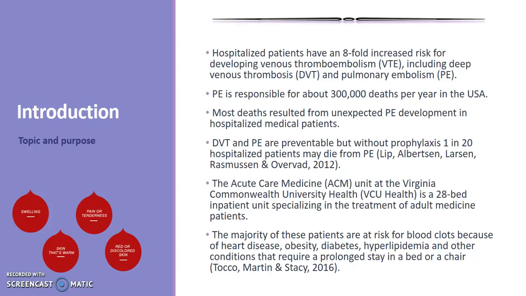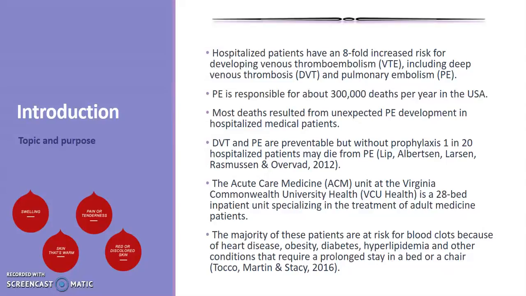Studies show that hospitalized patients have an eightfold increased risk for developing venous thromboembolism, including deep venous thrombosis and pulmonary embolism. Pulmonary embolism is responsible for about 300,000 deaths per year in the USA, and most deaths resulted from unexpected PE development in hospitalized medical patients. DVT and PE are preventable, but without prophylaxis 1 in 20 hospitalized patients may die from PE.